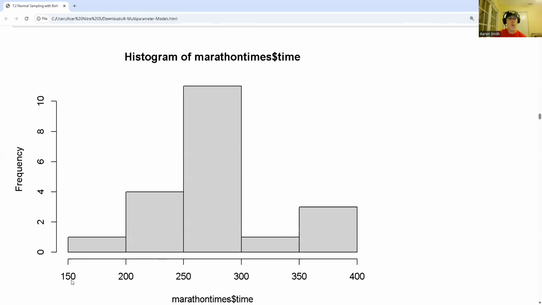All right, so 150, I promise you I will never run a marathon that fast. I also promise you I'll never run that slow on a 400. I'm coming in under 4 hours, but not by much. So we know where I land, and we can kind of see what the shape is. We only have 20 observations. We don't have a whole lot of data.